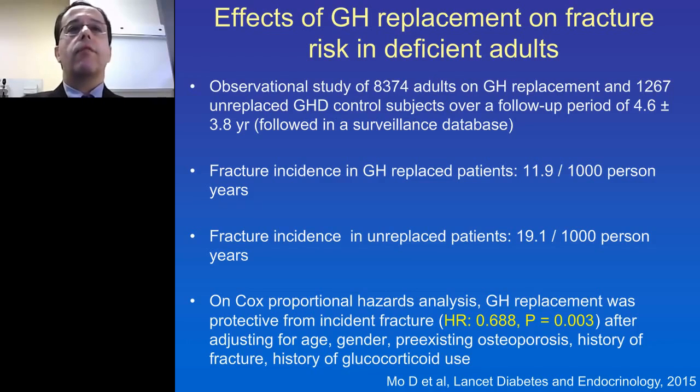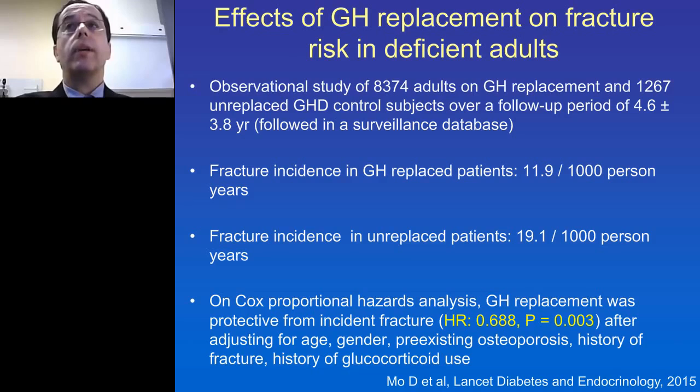And you can see that the fracture incidence in patients who received growth hormone replacement was much lower than among those who did not receive growth hormone replacement, suggesting that growth hormone replacement is associated with a lower fracture risk. In fact, on Cox proportional hazards analysis, growth hormone replacement was protective from incident fracture with a hazard ratio of 0.688 that was statistically significant after adjusting for multiple potential confounders.